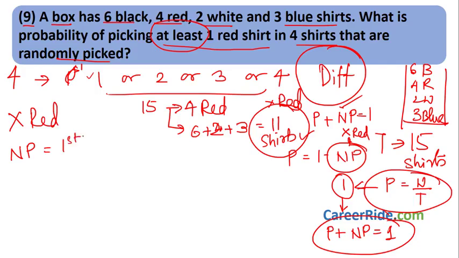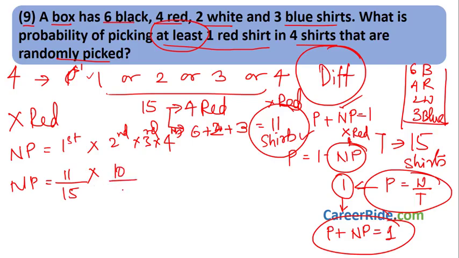First I choose one shirt, then I choose the second shirt, then the third shirt, then the fourth shirt. What is the probability? It would be: choose the first non-red shirt. How many non-red shirts are there? I have 11 choices divided by the total number of shirts, 15. Now I have chosen the first non-red shirt and kept it in my hand. It can be black, white, blue, it doesn't matter. Now I choose the second non-red shirt. Already 1 is in my hand, so 11 minus 1 is 10, divided by 15 minus 1, which is 14, since one shirt is in my hand.